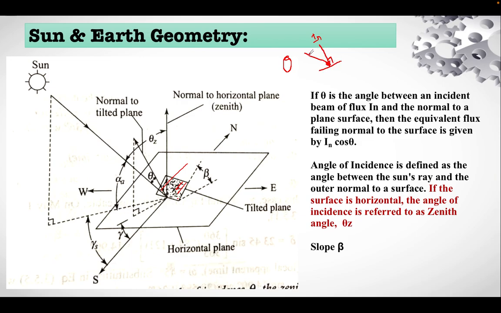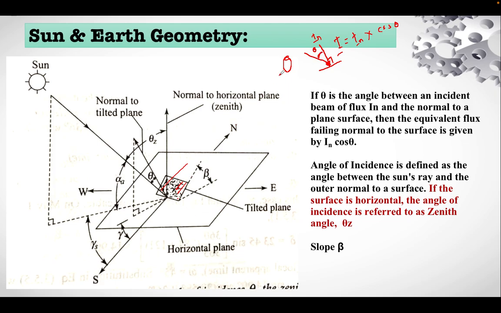In this case, the intensity of the radiation received by that surface is not maximum. For that we saw the formula: I, the intensity of radiation received by the solar receiver, is equal to IN, the maximum intensity, times cos theta, where theta is the incident angle. So we must know this angle theta to find the intensity of radiation received by the surface, and for that you must know the method to calculate the incident angle theta.